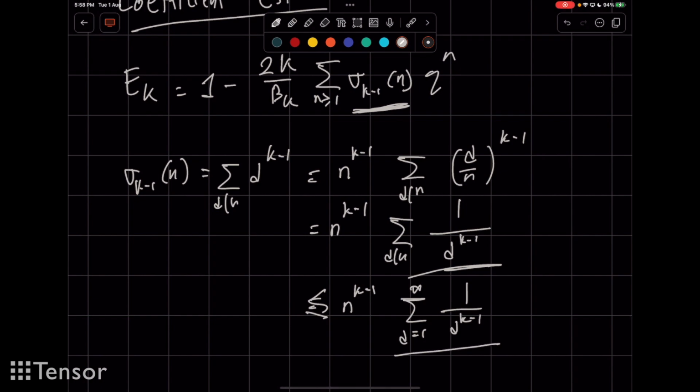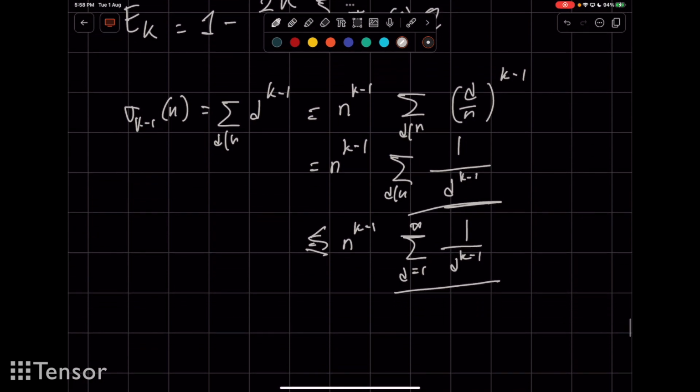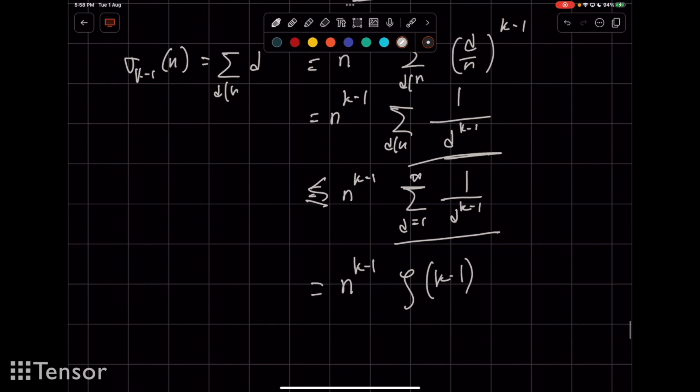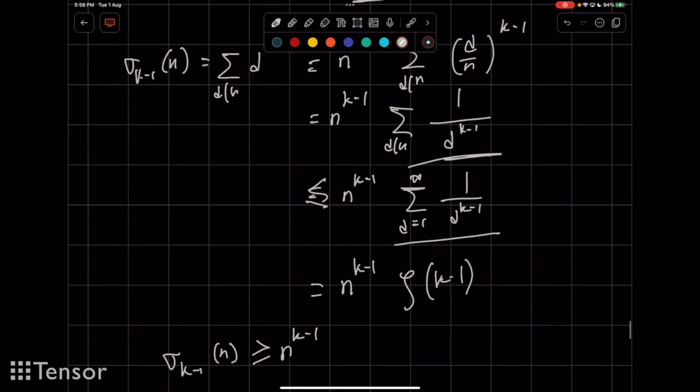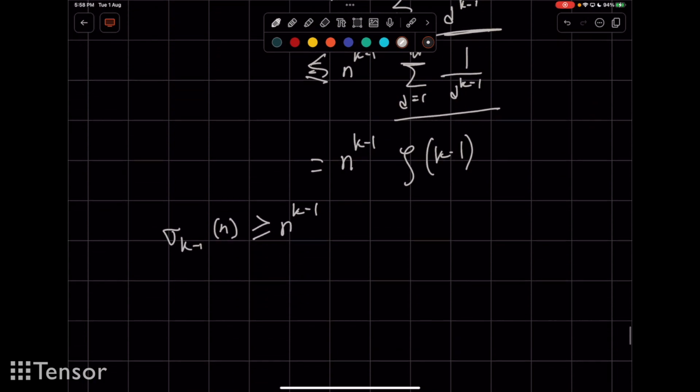What is this sum? Exactly. So this is n to the k minus 1 times zeta of k minus 1, right? And clearly sigma k minus 1 of n is at least n to the k minus 1, because one of the terms in this sum is exactly equal to n to the k minus 1. So what do we see from this?